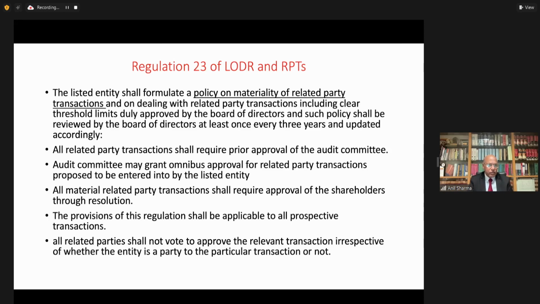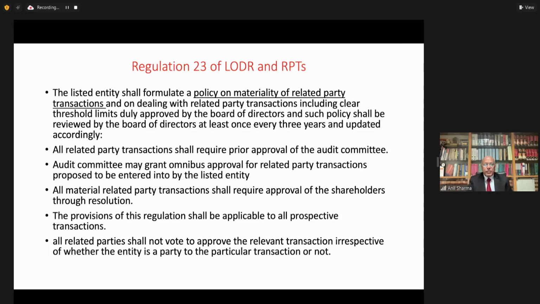audit committee. Because any company which is a listed company, I'm sure Section 177 would definitely be applying, so they would be having an audit committee there. Audit committee may grant omnibus approval for related party transactions proposed to be entered into by the listed entity. All material related party transactions shall require approval of the shareholders through resolution. Now, material related party transaction is a term which I will be explaining to you first, and another term which requires an explanation is the omnibus approval for related party transactions.